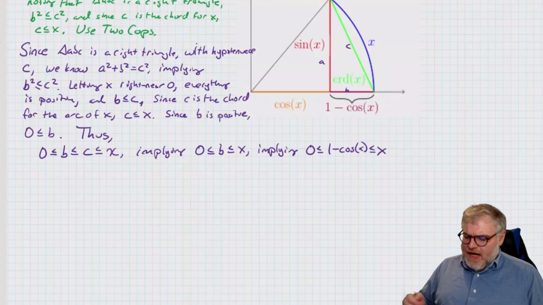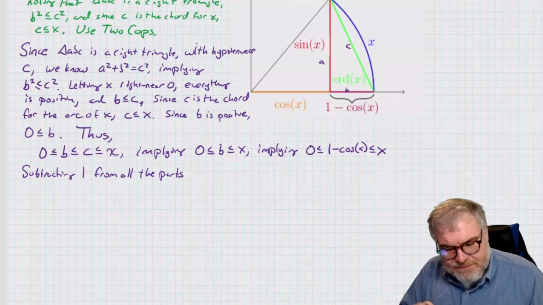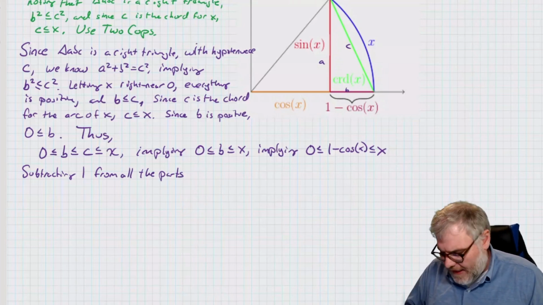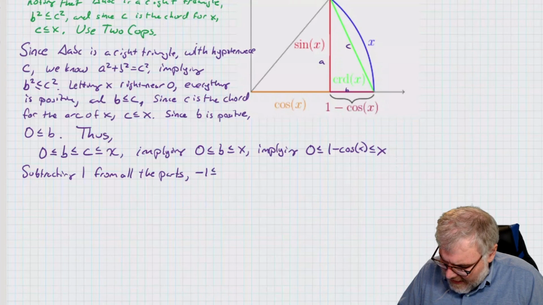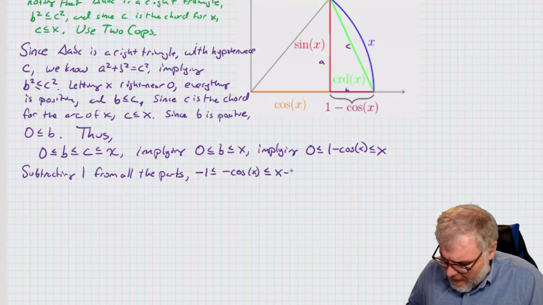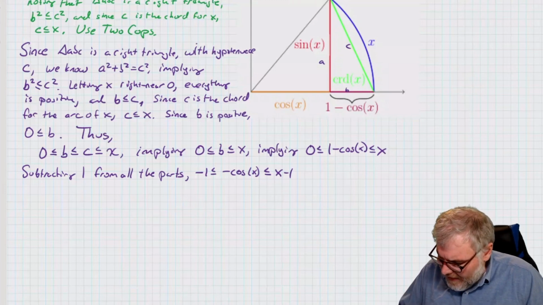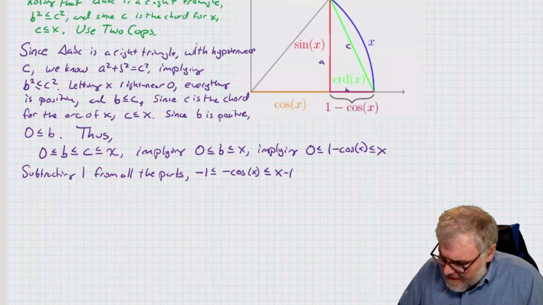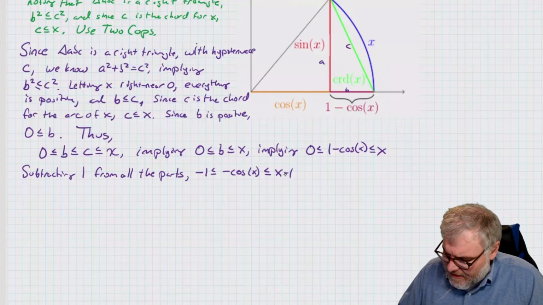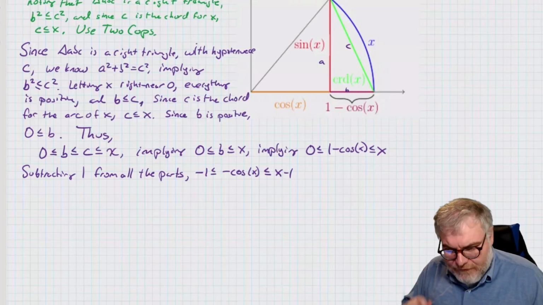So I'm going to subtract 1 from everything in the inequality. Now remember, I don't flip the signs because I'm subtracting. I flip the signs when I multiply. So what I get is negative 1 is less than or equal to negative cosine of x, which is less than or equal to x minus 1. That's good. Now notice that if I multiply through by negative 1, I would kind of have what I want, because x is going to go to 0 and that's going to give me 0. This is going to be 1 minus x if I multiply through by negative 1. And remember, I have to flip the signs.